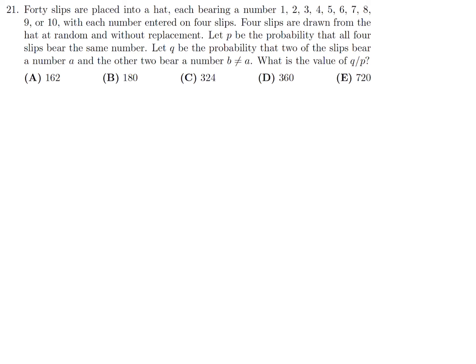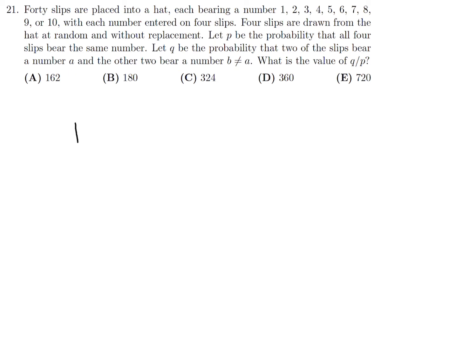40 slips are placed into a hat, each bearing a number 1 to 10, with each number entered on 4 slips. 4 slips are drawn from the hat at random and without replacement. Let P be the probability that all 4 slips bear the same number. Let Q be the probability that 2 of the slips bear a number A and the other 2 bear a number B not equal to A. What is the value of Q over P?